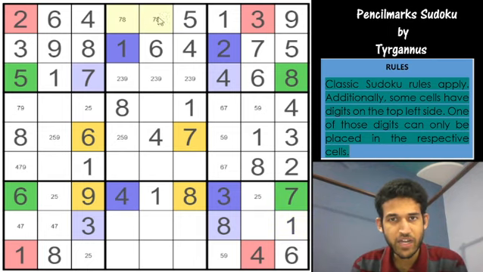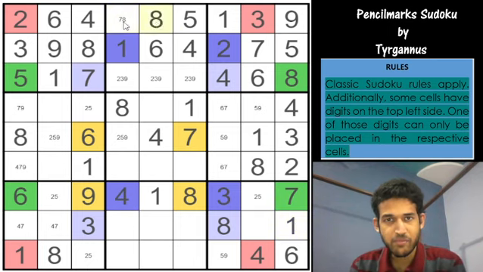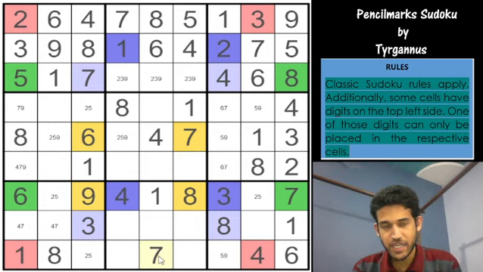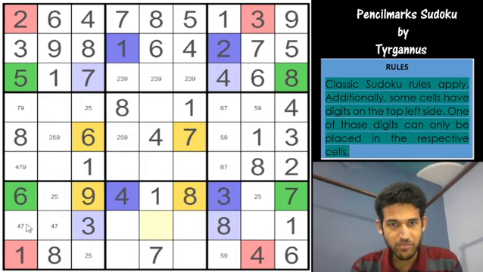Okay, before that I could resolve this 8, 7 pair easily. So that's 7 and 8. And 7 now goes into row 9 column 5 because only possible cell left for the 7. Of course, this cell cannot be a 7 because you have a 7 here.